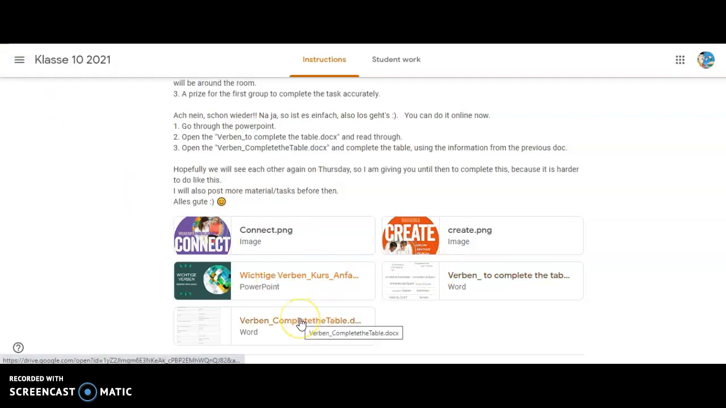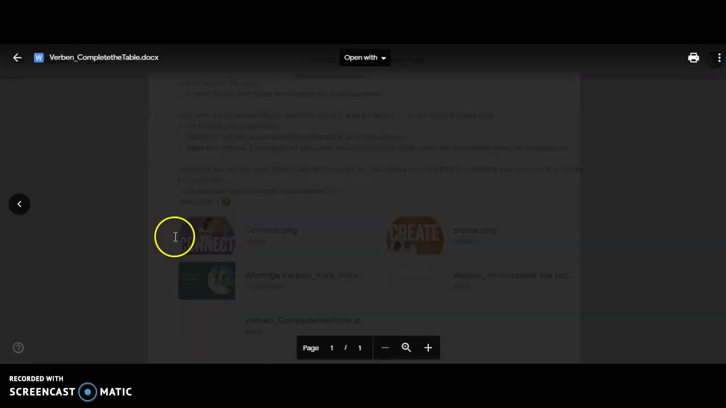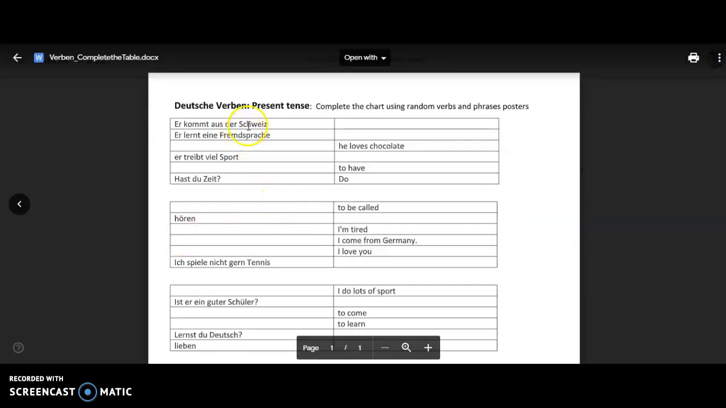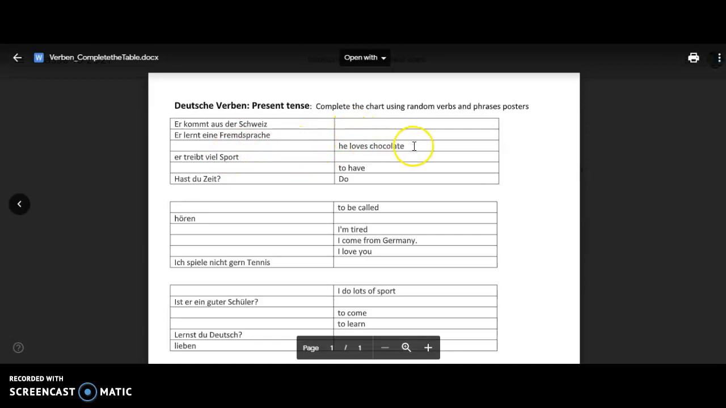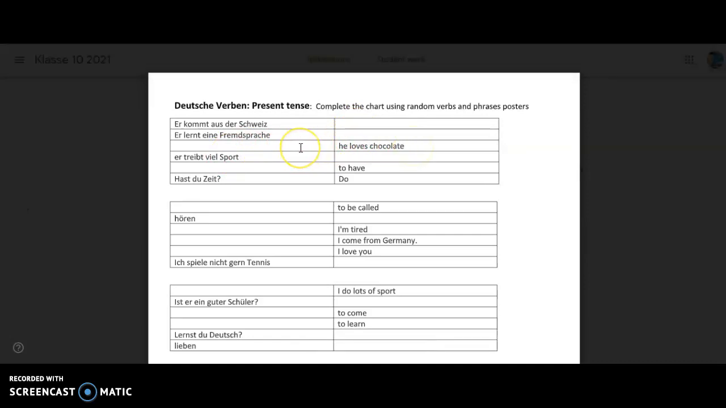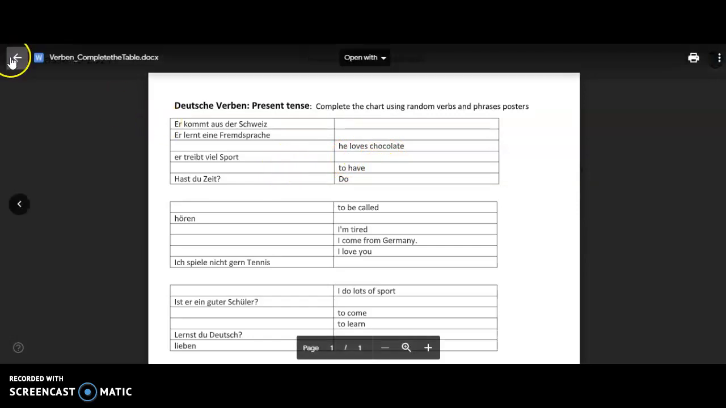Now here you need to complete the table. Okay. So basically, kommt aus der Schweiz. Lernt eine Fremdsprache. Okay, so here you'd have to find the English for these because there's a gap there. Here you've got a gap and you've got the English over this side. So here you obviously need to write the German. Here you've got the German. Treibt viel Sport. He does a lot of sport. Goes there. Alright, where do you find those answers?